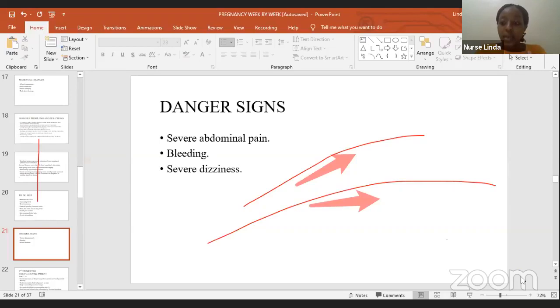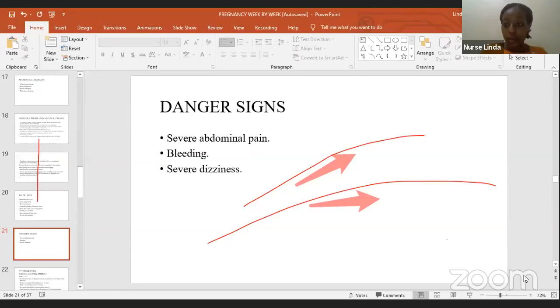We also have bleeding. We have said a woman having bleeding in pregnancy is completely abnormal and they should get checked up, as it can be a sign of a miscarriage. And that's why they need to consult. We have severe dizziness. It's also a danger sign in pregnancy, and they need to be checked.